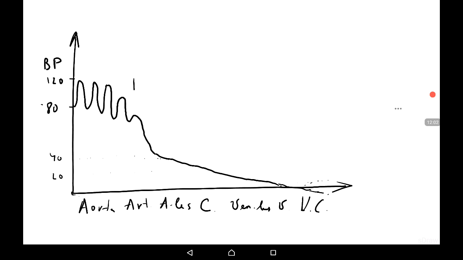So the linear velocity is maximal in aorta and is minimal in capillaries, and in large veins it increases like that. So in aorta it is 0.5 meter per second. In the capillaries it's 0.5 millimeters per second.